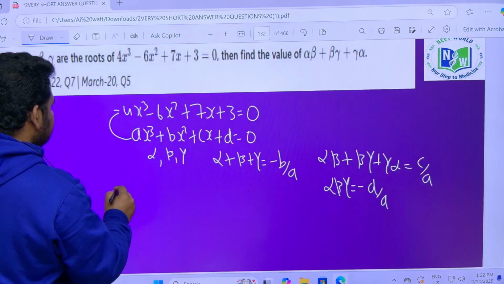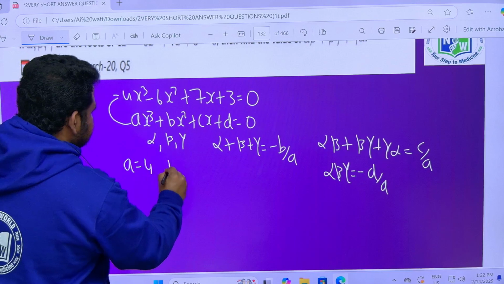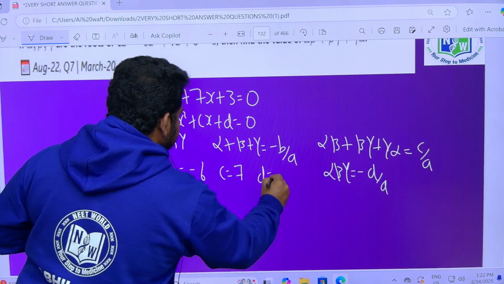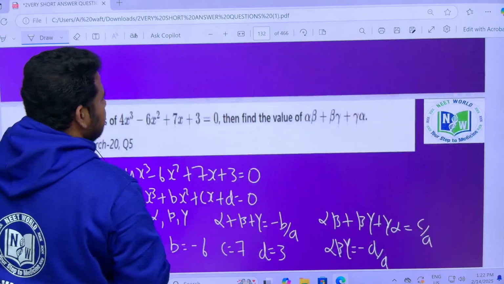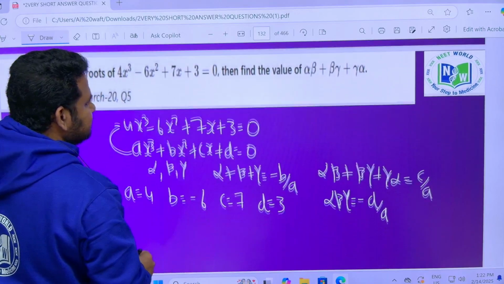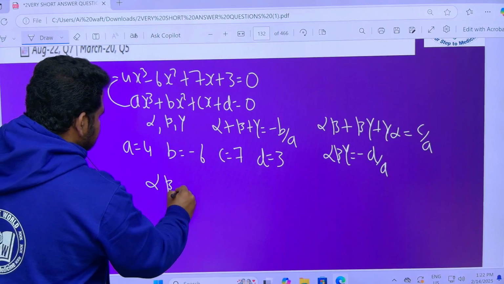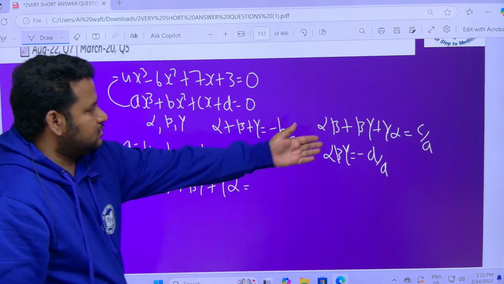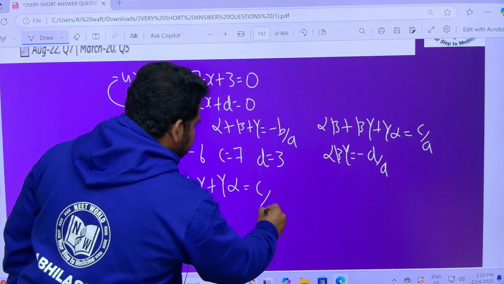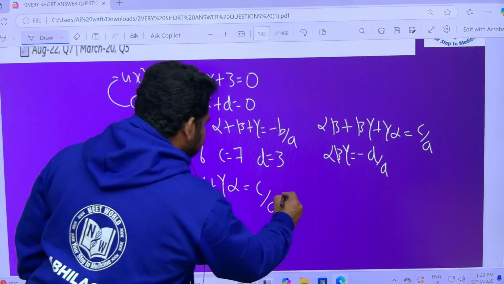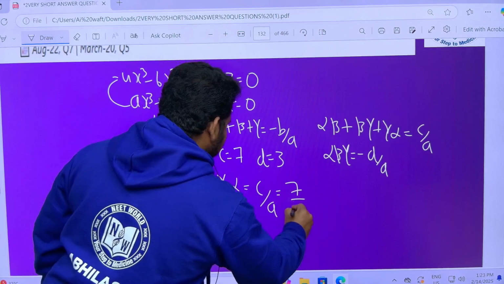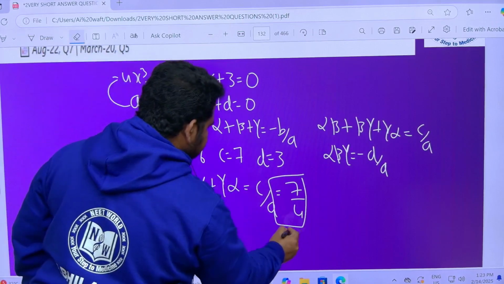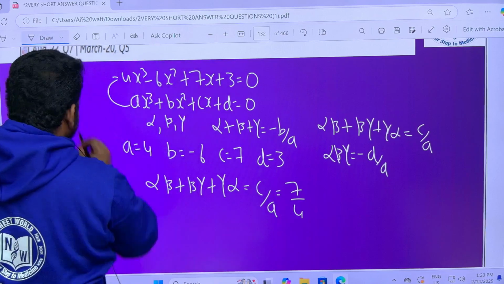Now let us compare this equation with this equation. If we compare, what you will get? a is equal to 4, b is equal to minus 6, c is equal to 7, and d is equal to 3. They are asking alpha beta plus beta gamma plus gamma alpha, which should be equal to c by a. What is the value of c here, friends? The value of c is 7 and value of a is 4. So the required answer is 7 by 4.